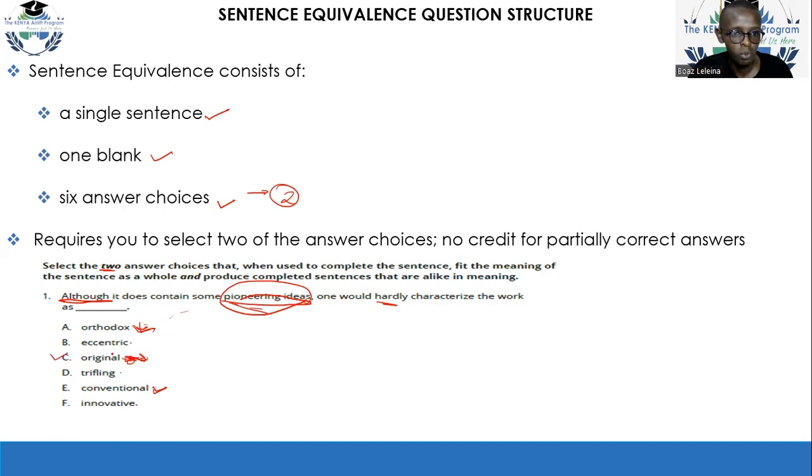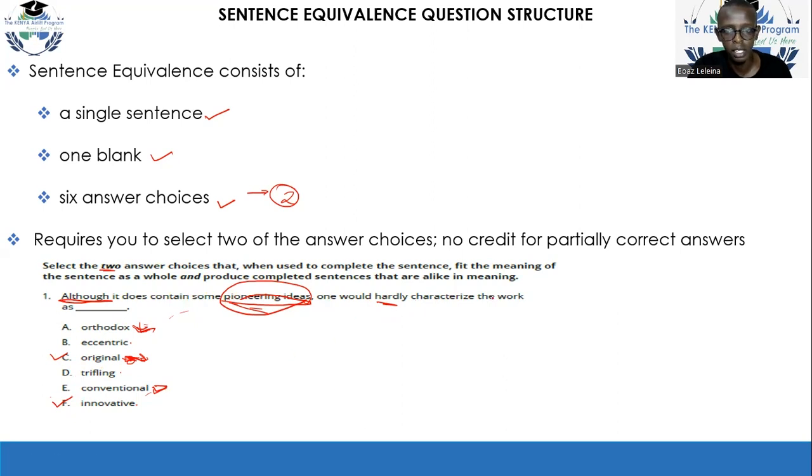Another word that could mean original here is innovative. So conventional and orthodox mean the same thing, but they will not complete this sentence in a way that makes it make sense. Although being a crucial word and pioneering ideas here. So their answers will be original and innovative. Although it does contain some pioneering ideas, one would hardly characterize the work as original or innovative.